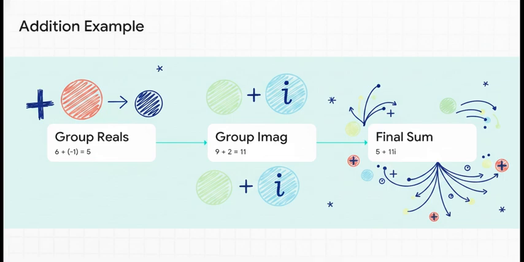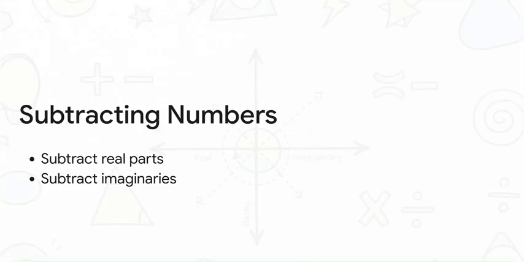See? It flows perfectly. And you know what? Subtraction follows the exact same logical pattern, keeping those two universes strictly separated. If you're subtracting one complex number from another, you just subtract the real parts from each other to get a minus c, and you subtract the imaginary parts from each other to get b minus d.